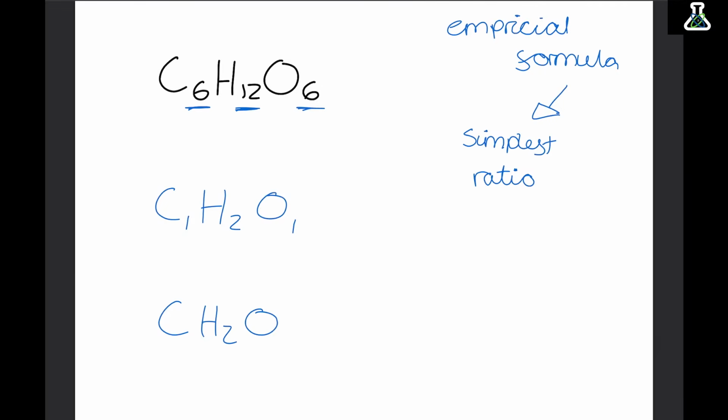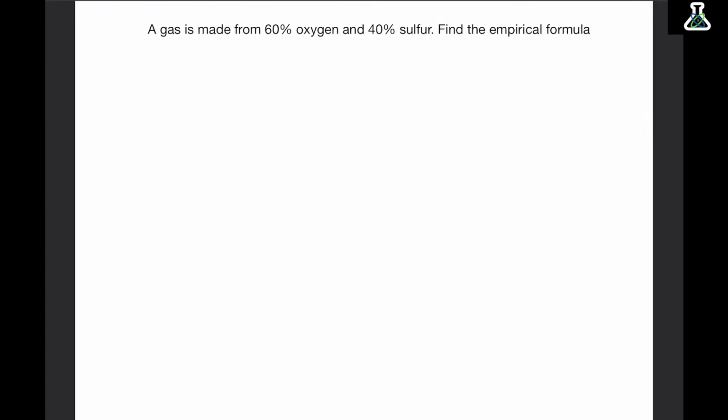So now we've looked at moles, relative formula mass, and empirical formula. Some questions ask for some of them combined. So let's look at this question. A gas is made from 60% oxygen and 40% sulfur.